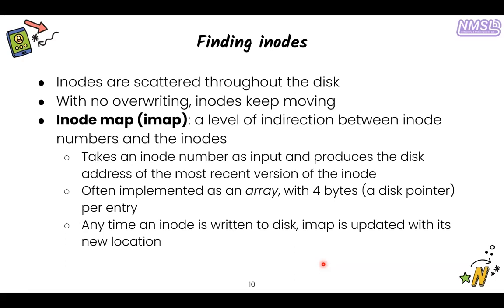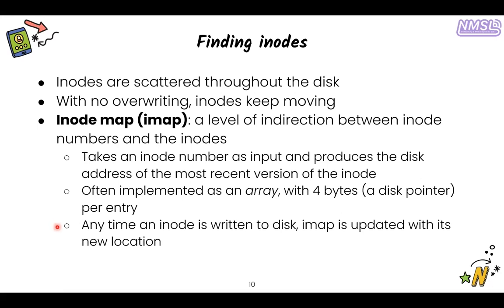It sounds like a map developed by Apple, but no, it's actually the inode map. This gives you a level of indirection between inode numbers and inodes. We're going to come back to this later, to see why this is useful. What this does is take an inode number as an input and produce the disk address of the most recent version of the inode. Most recent, so the one we're actually interested in. This would often be implemented as an array with about 4 bytes per entry, which is basically a pointer.